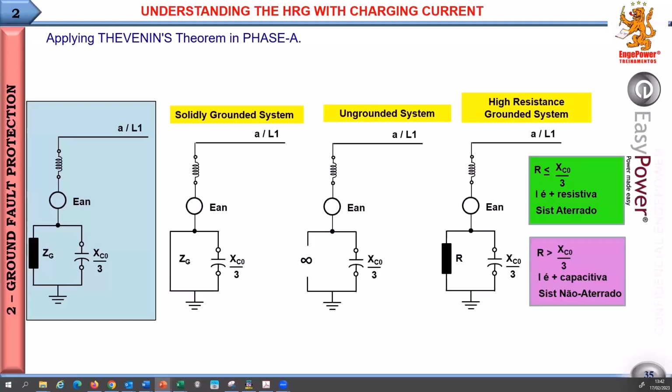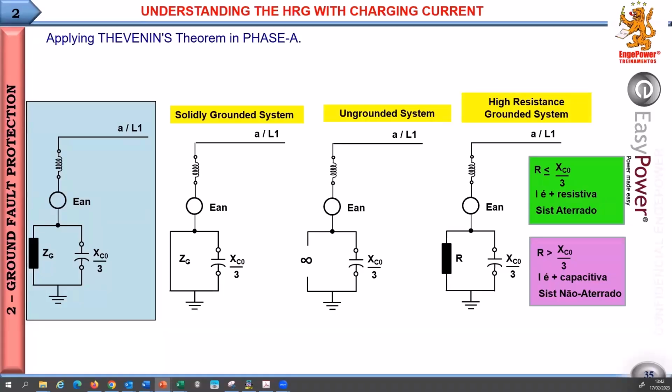When the current flowing is capacitive to the ground, it means that the system, which you think is resistance grounded, by the behavior of the system will behave as a non-grounded system. And you may have transient overvoltage, ferroresonance, etc.